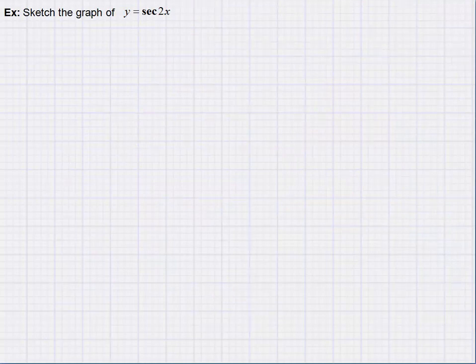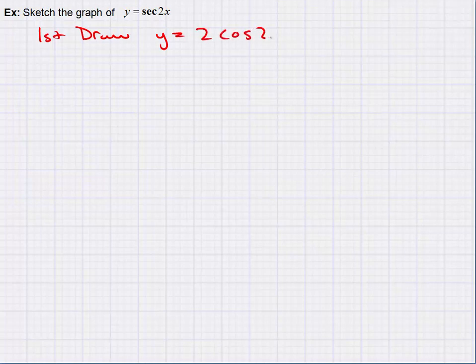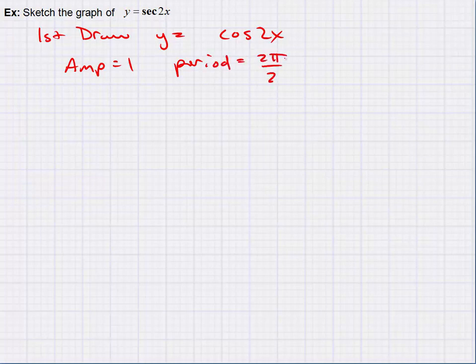So then let's do the secant, and then we should wrap this up. If I want to draw y equals 2 secant 2x, first what I'm going to do is draw y equals cosine 2x. What do we know about this function? Its amplitude is 1. It's going to have a period of 2 pi divided by 2, because this is my b. So that means pi. There is no phase shift to this.